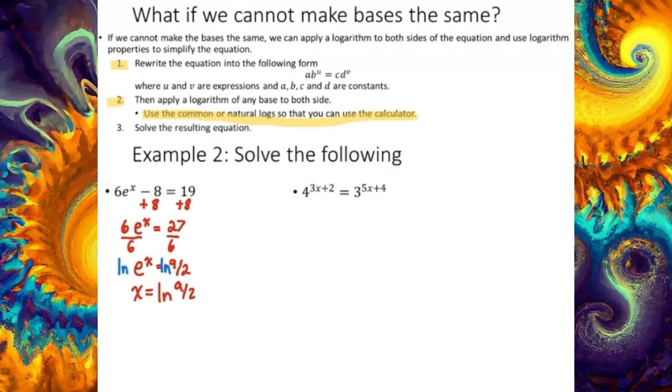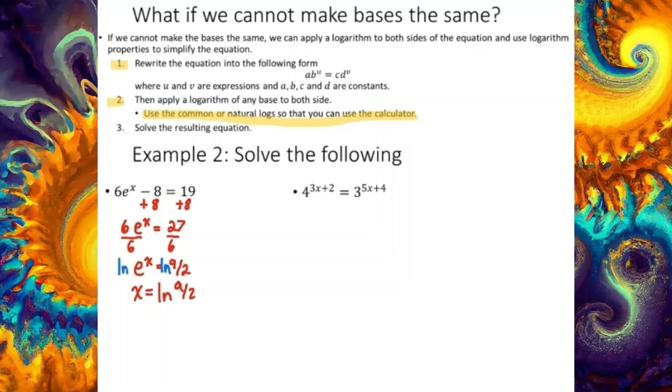Next, we're going to solve 4 raised to the 3x plus 2 equals 3 to the 5x plus 4. I won't be able to write 4 and 3 so that they're the same number to some power. So I want to use the strategy where we use logarithms to help us solve. Now, I already have my equation in the desired form. I have each exponential expression isolated on each side of the equation. Now we're going to apply a logarithm to both sides.